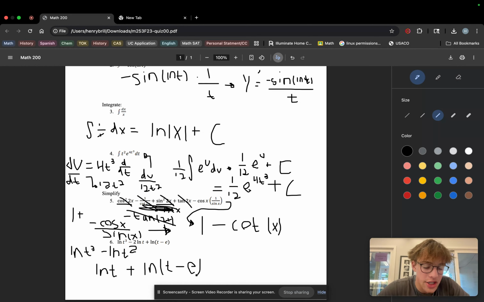Now the next rule is that when you're adding two natural logs, their arguments multiply. So this gives us our final answer, and we have ln of t squared minus t e, because the t has to distribute.